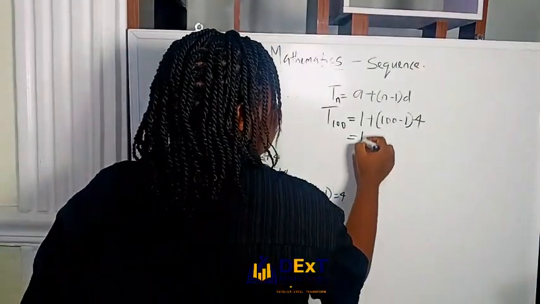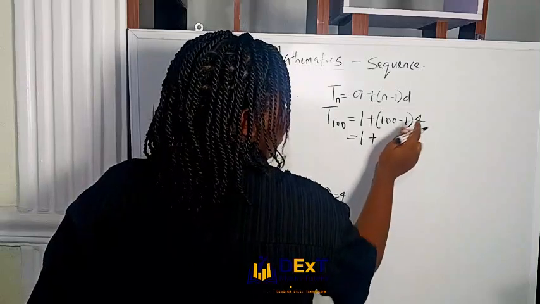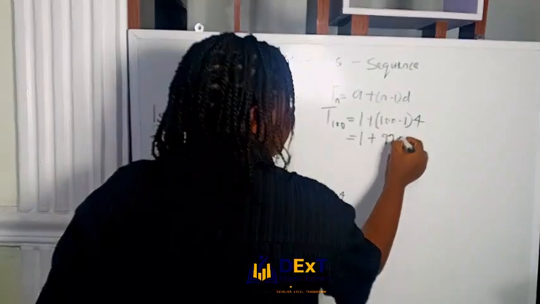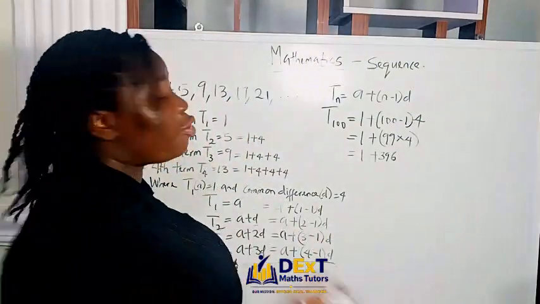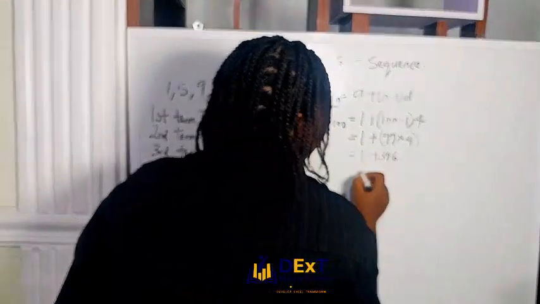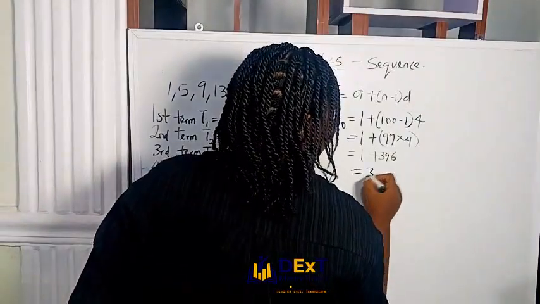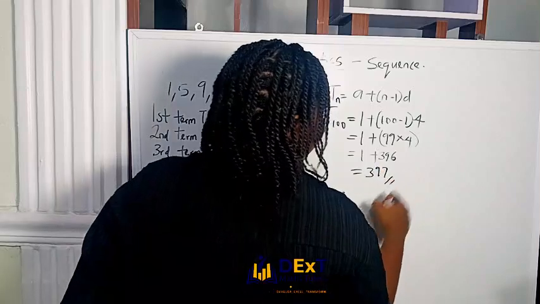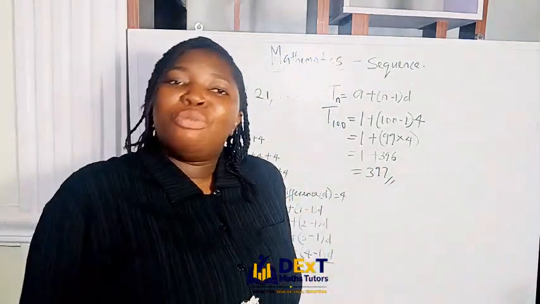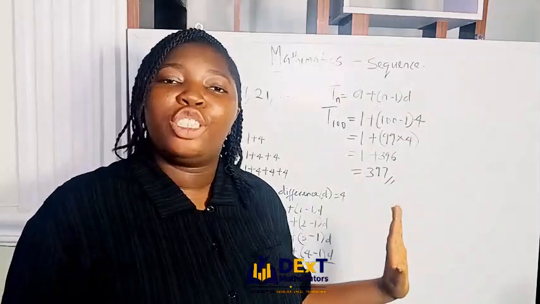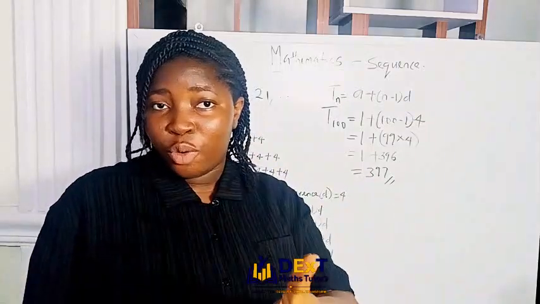This will give us what? 1 plus 100 minus 1 will give us 99 times 4. All right, this will give us 1 plus 396, which will give us what? 397. I hope you got this answer. All right, in the next class, I will see you as we solve some more questions under sequences.